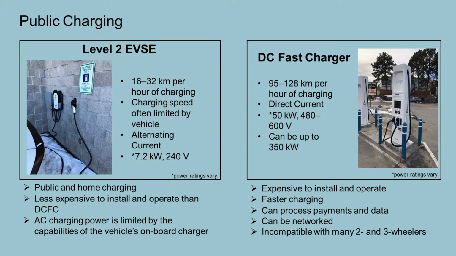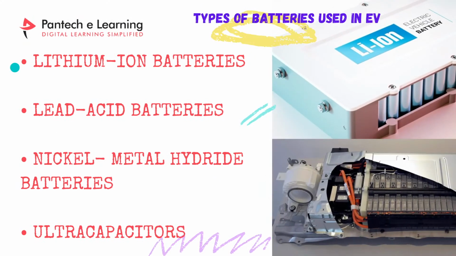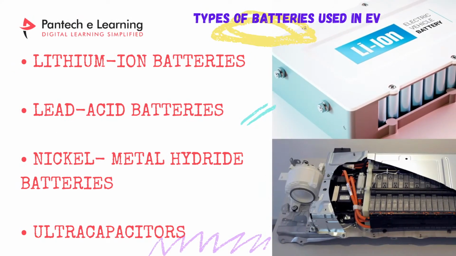So these are the chargers available in the electric vehicle industry. Next we will see what type of batteries are used as energy storage in electric vehicles, the ones commonly used. The first one is lithium-ion batteries, the next is lead acid batteries, another is nickel metal hydride batteries, and last we have ultra capacitors. Let's see them one by one.